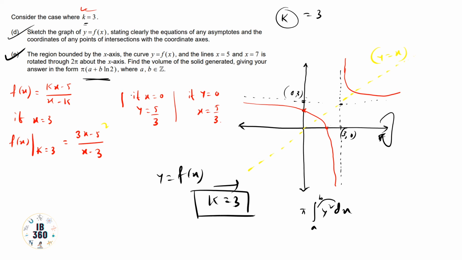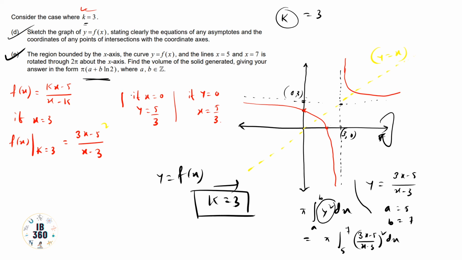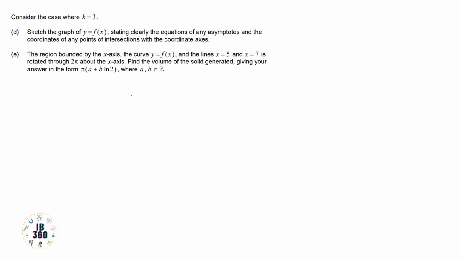So the y will be here, y equals 3x minus 5 over x minus 3, and your a is 5 and b is 7. So obviously you just have to integrate this part only, that is pi integral from 5 to 7 of y square, meaning (3x minus 5 divided by x minus 3) whole square dx. So just you have to do this. Okay, so let's do this. We just need to integrate that part only.